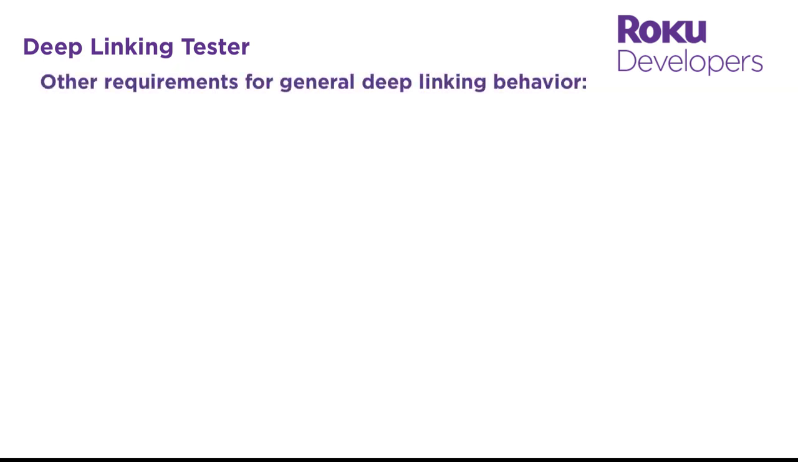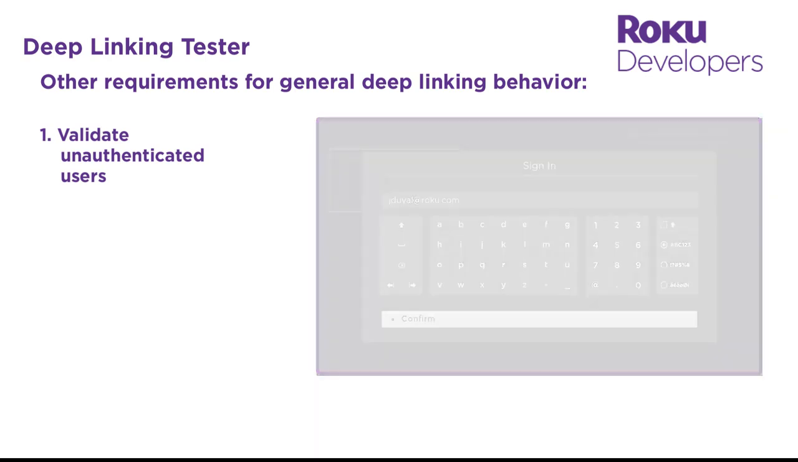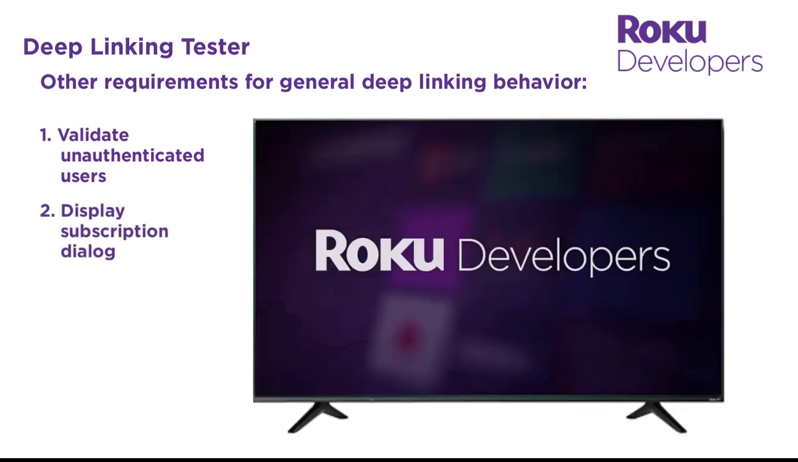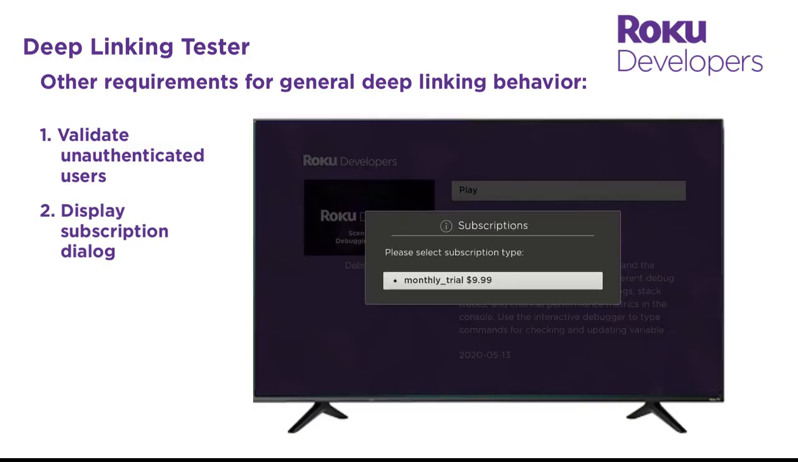Other behavior that your channel needs to handle includes validating unauthenticated users before being deep linked into your channel for the first time. In this case, you'll use the on-device authentication flow mentioned in the subscription lesson to authenticate the user before processing the deep link request. Also, if a purchase is required to access content, you can simply display a subscription dialog like we did in the previous lesson before letting the user view deep link content.